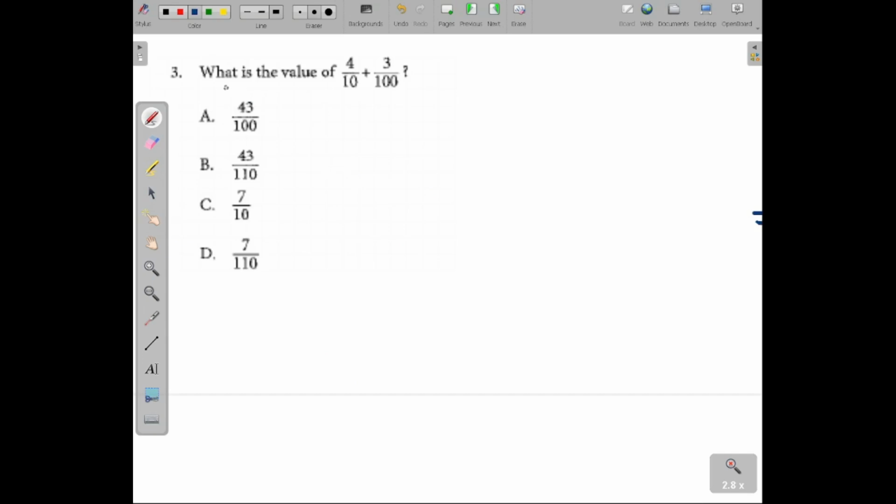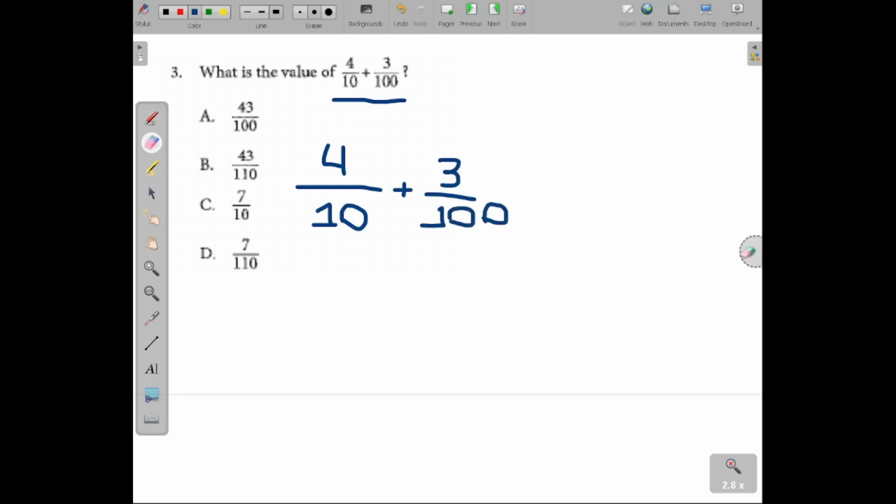Number 3. What is the value of 4 divided by 10 plus 3 divided by 100? We have to add these two fractions. 4 divided by 10 plus 3 divided by 100. Now the first thing we have to do is to have the same denominator. In this case we have 10 and 100.